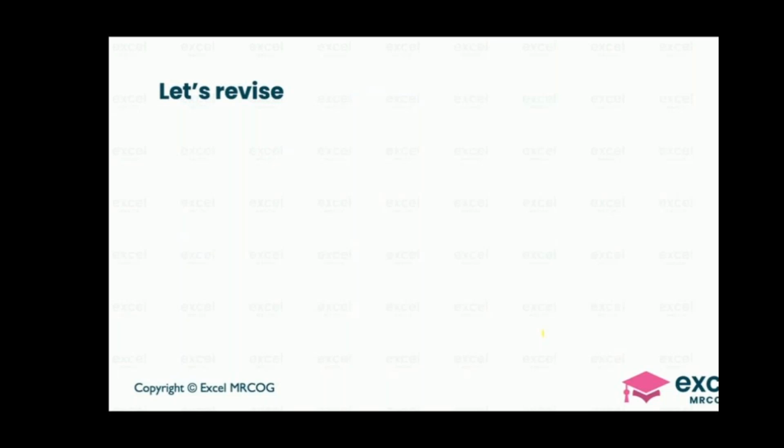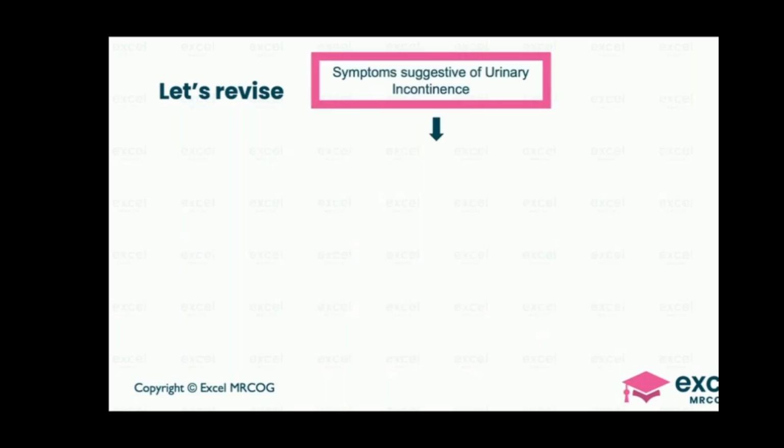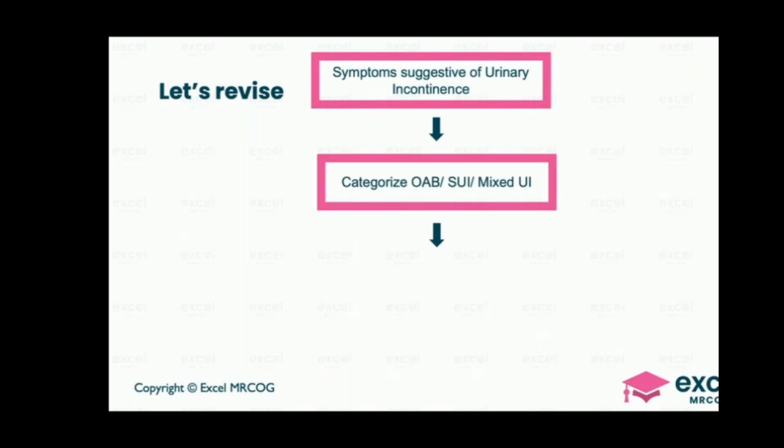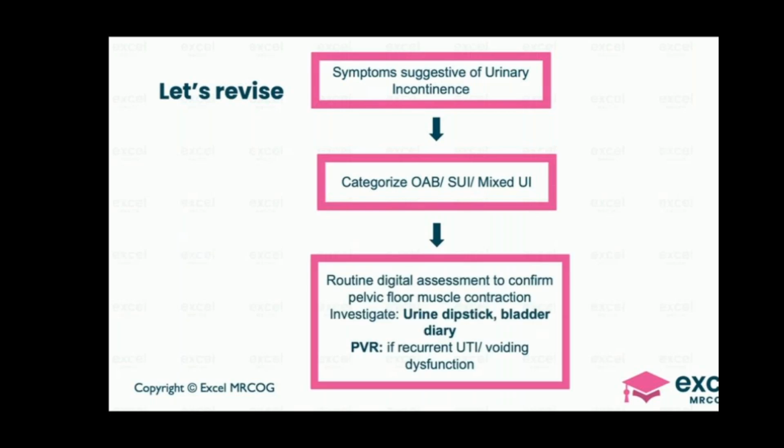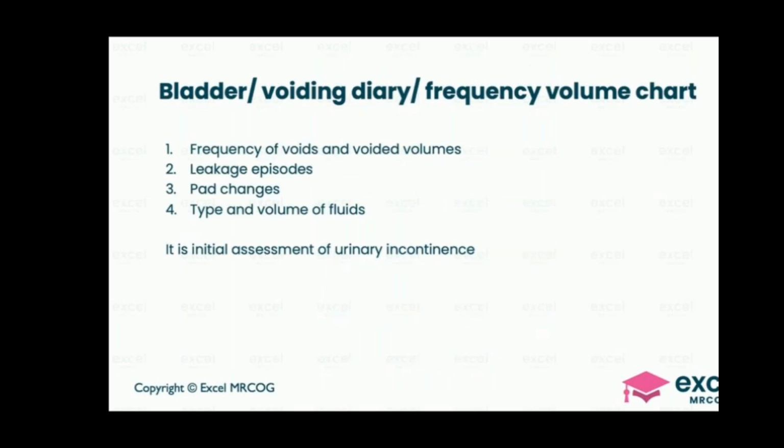First thing is symptoms suggestive of urinary incontinence. The first thing is to categorize. Very important, right? Once you have categorized, the next thing is digital examination for pelvic floor muscle contraction, investigate with urine dipstick, bladder diary, and residual urine only in these cases. This chart is important. You can get an SPA in any of these. Then this is basically the explanation for the bladder diary, what exactly is to be documented in the bladder diary. I've already told you.